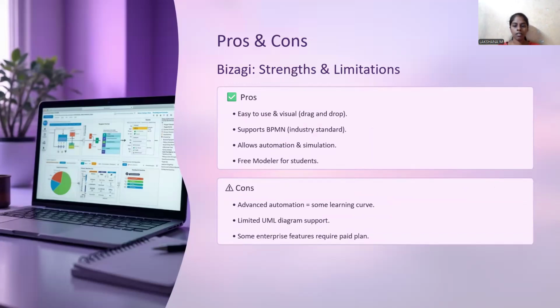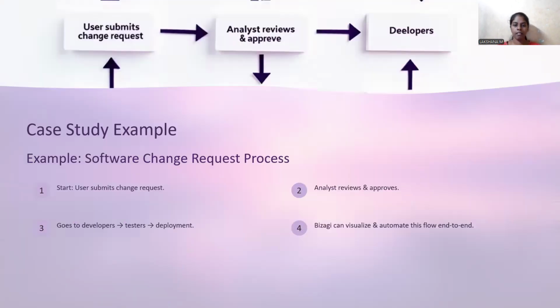Now, pros and cons. For pros, it is user friendly, supports the BPMN global standard, and can automate and simulate workflows, good for academic learning and industry use. For cons, advanced automation needs some setup and learning. It is focused on BPM, so if you need UML diagrams, you may need another tool. Some features are paid.